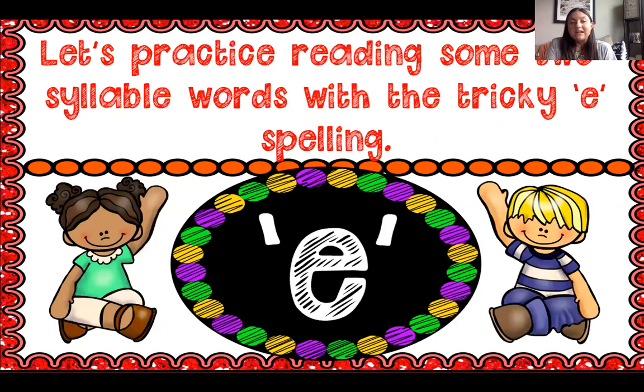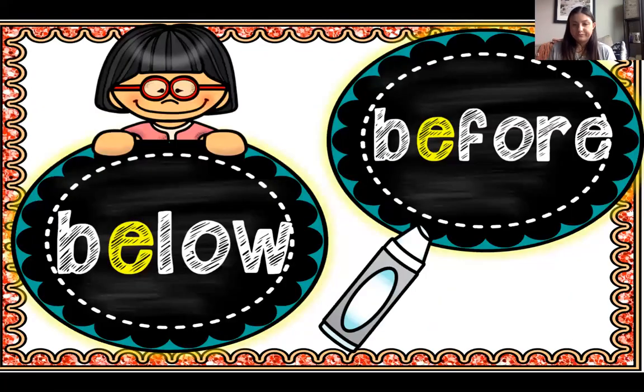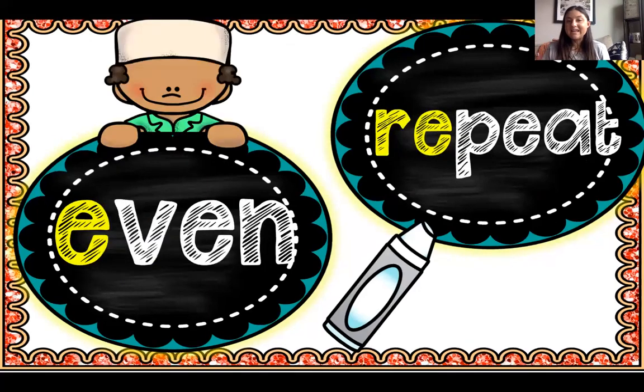Let's practice reading some multi-syllable words with E. All right, ready? I'll say one, and then you're gonna repeat after me. Below. Ooh, see how I have the E sound. Before. Even. Repeat.